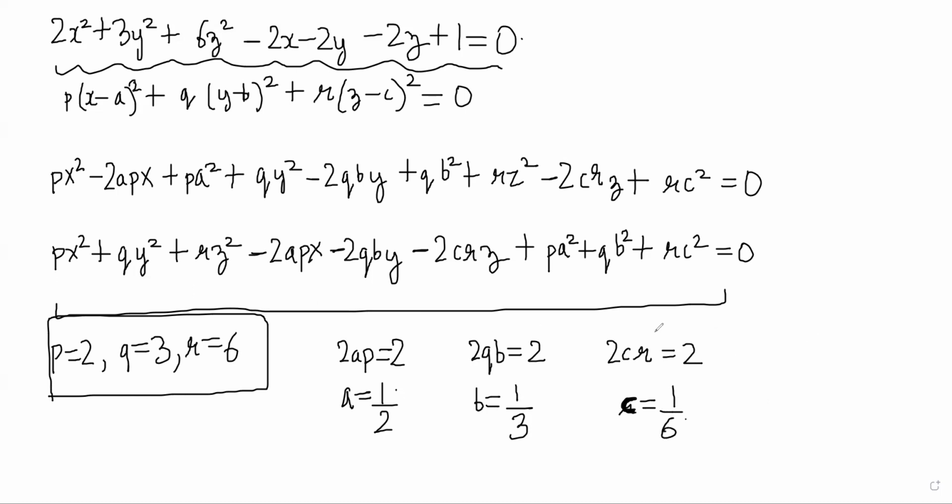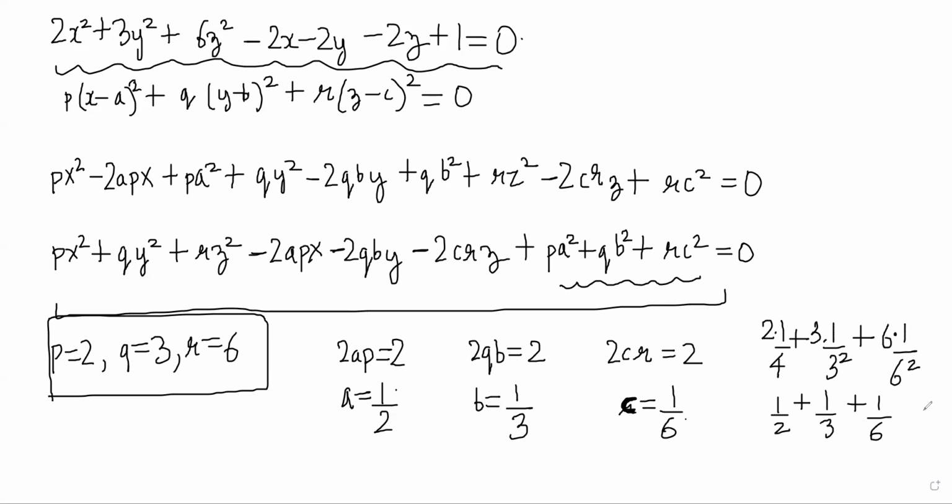And now you can also confirm that the constant is coming out to be equal to plus 1. So what will happen here? 2 times 1 by 4, plus q is 3, 3 times b square, which is (1 by 3) square, plus 6 times (1 by 6) square. So you have 1 by 2 plus 1 by 3 plus 1 by 6. And clearly that is equal to 1. So basically the whole expression is matching and we have the values of p, q, r and a, b, c.